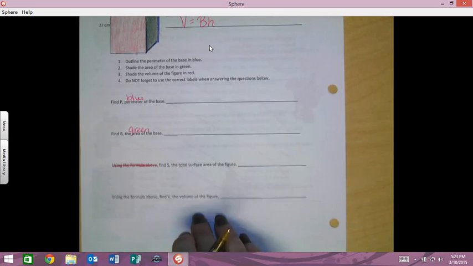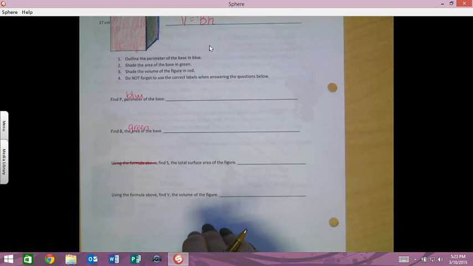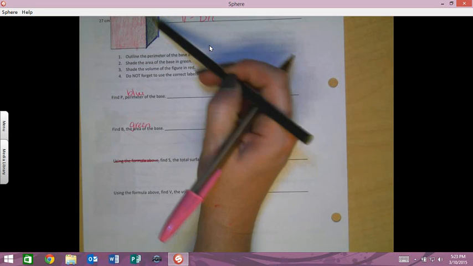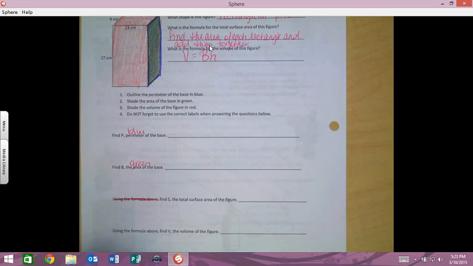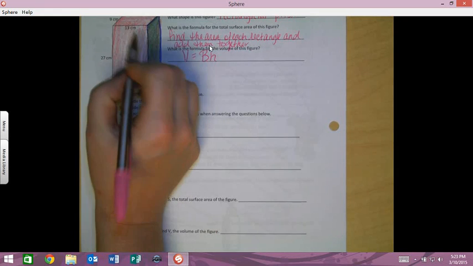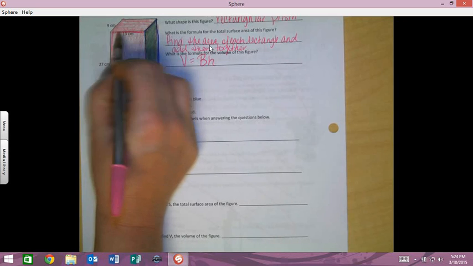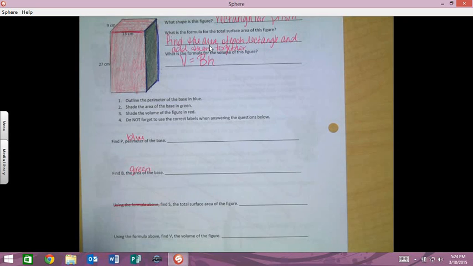And then you're going to find the volume. Remember, volume is big B times H. So you take the area of your base and you multiply it by the height of your shape. In this case, I'll give you a hint. Your height is going to be 13. Because remember, your height is the distance between your two bases.